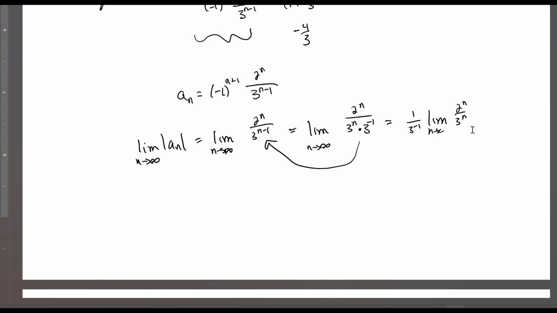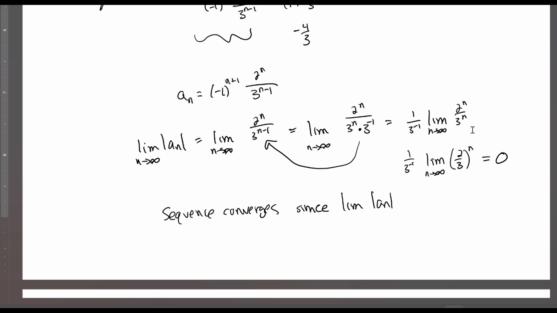And then just like we did earlier with those exponentials, this is an exponential here, the limit of 2/3 to the n. And that exponential has a base that's less than 1, and so that's going to go to 0. So since the absolute value of the terms goes to 0, this sequence is converging. Okay. So let's just write that out in summary.